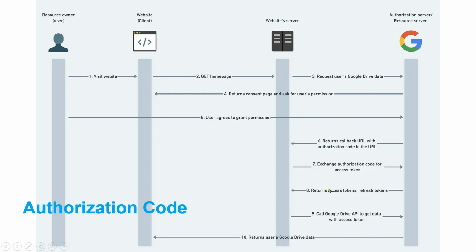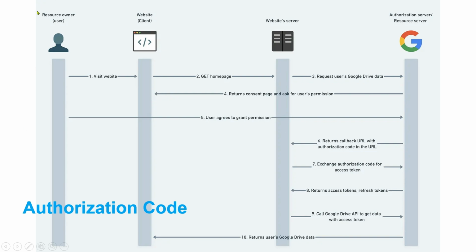So then what will Google do? It will return the access token with a refresh token too. And now the website server will call the Google Drive API to get the data with the access token. And when the data is given, it will be shown to you on the front end side. This is the website, that is the client side, which we also call the front end, and this is the website server, which is also called the backend.